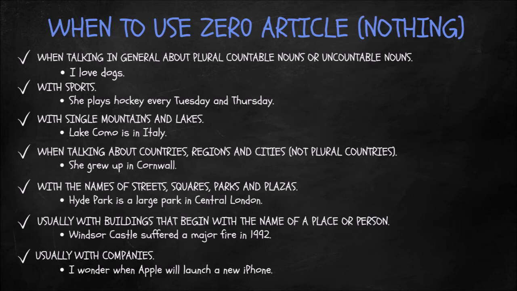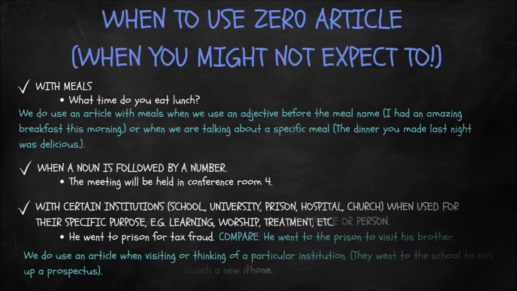And I have one last special slide for you here, because this is the point which I think causes the most confusion for people. And that's when you don't use any article, but you probably would expect that you would, if that makes sense. So you would expect in these cases to use an article, but actually you don't. And we're going to look at these special exceptions of when you use zero article. So generally you don't use any article with meals. What time do you eat lunch? Or do you usually eat breakfast before you leave for work or school?